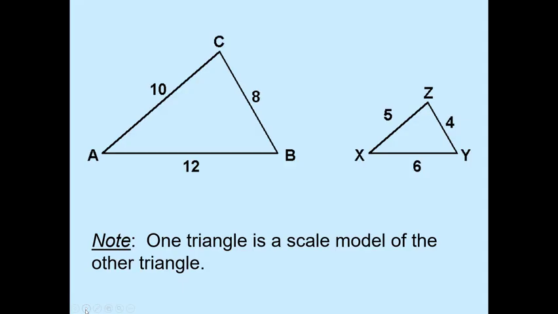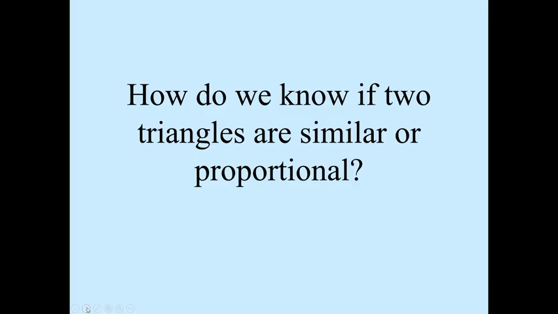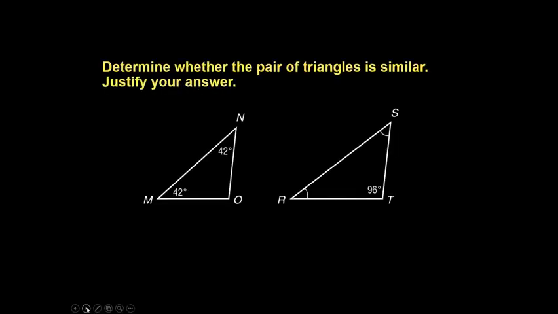Okay, one triangle is the scale model of the other. So let's try and see what we get here on this one. Okay, so when you're saying a scale model, that means there's a possibility of similarity here. So how do we know if two triangles are similar or proportional? Let's look at this theorem here and see what we've got. So determine whether the pair of triangles is similar. Justify your answer. Well, you got to use your 180 theorem again.